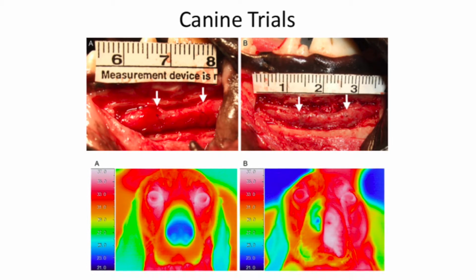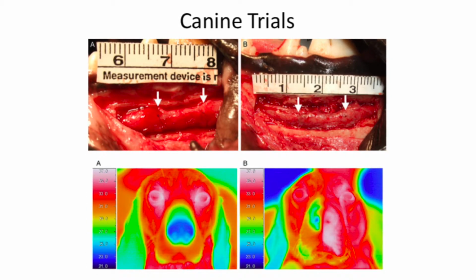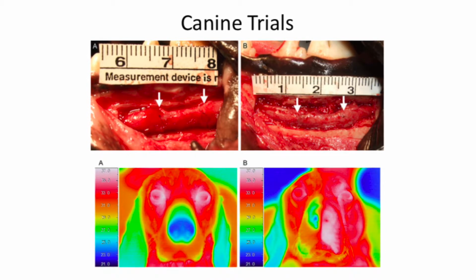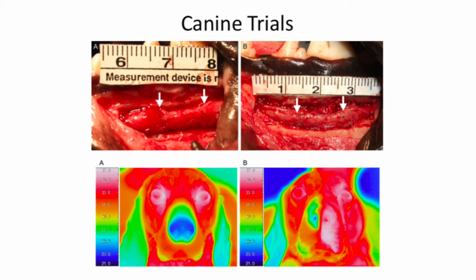It was also found that most nerve function was returned, but not all. We can see in this thermal image that the canines ended up having an abnormal increase in blood flow 10 weeks after surgery.